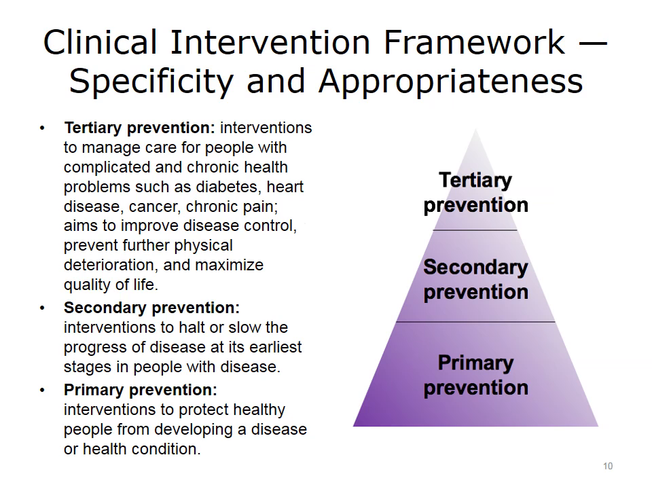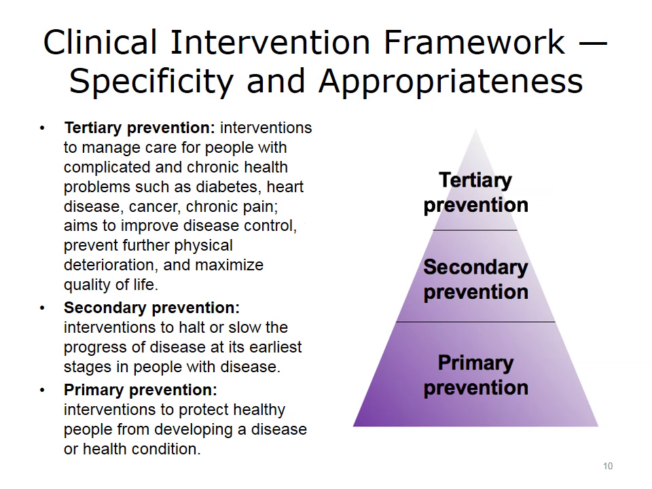If we start at the bottom of the pyramid, we find primary prevention. We want to apply population health interventions to protect people who are healthy from developing a disease or a health condition. In secondary prevention, we want interventions that are aimed at halting or slowing the progress of disease at its earliest stages in people who may have a disease or be at risk for a disease.